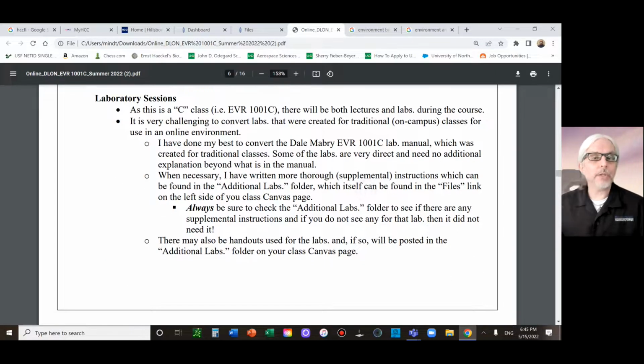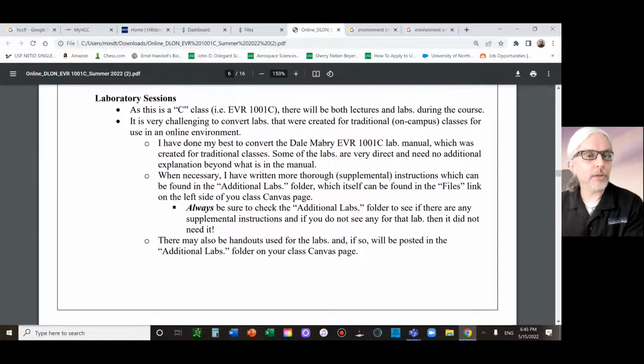Okay. So remember, this is a combination lecture lab class. So in that class, then we have to do both. A lecture is easy. You have your book, post-it notes, read it, ask me questions, that kind of idea. Go to your tutor if you want. For the labs, two things.